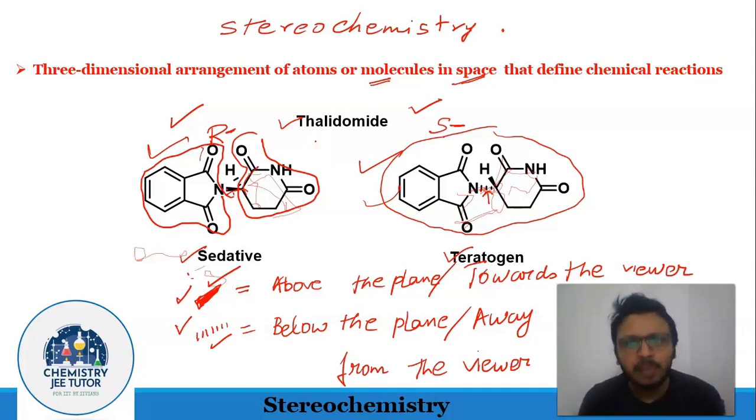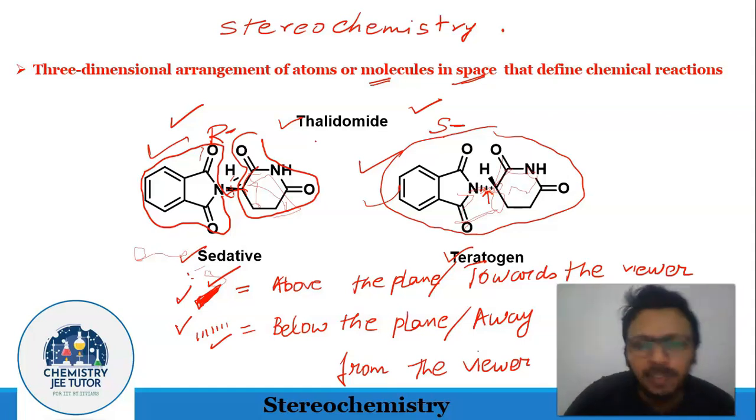The only difference that you can see from a visual perspective is that this is above the plane while the hydrogen is below the plane. While in this case, this thalidomide group is below the plane and this hydrogen is above the plane. That plays the full significance in changing the complete application of the molecule.